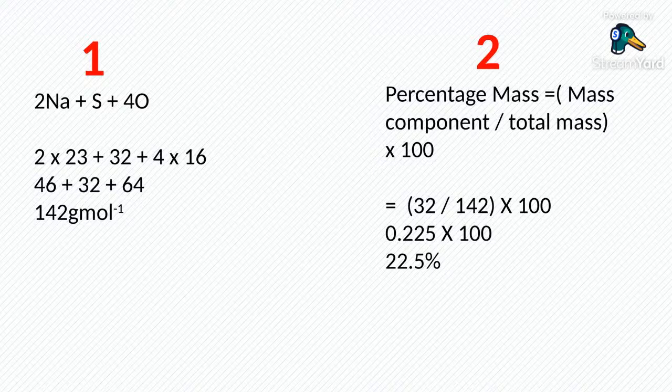32 over 142 is 0.225. Multiplied by 100, because 100 is percentage, you have 22.5%. Guys, this thing is very simple. When you see this in your PTS exam, your JAM exam or WAEC, it's going to be a bonus to you guys, right?